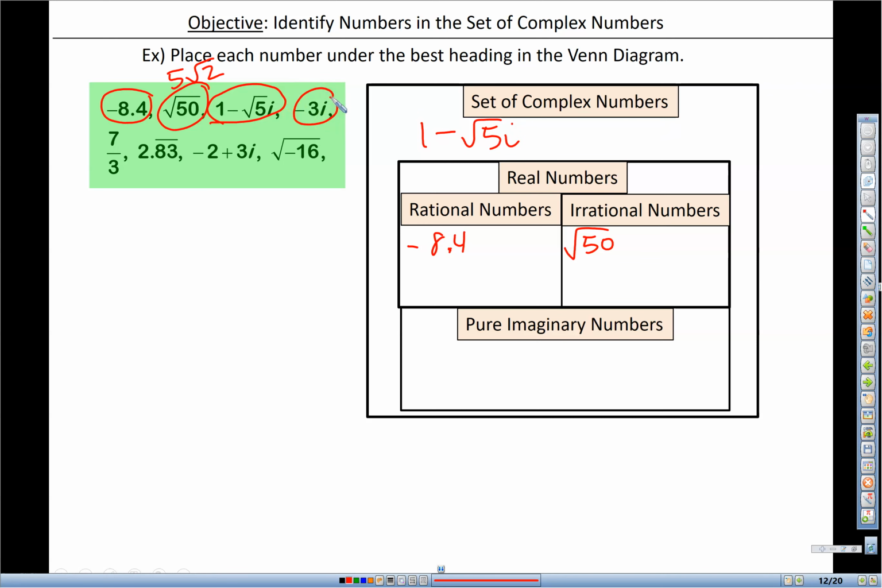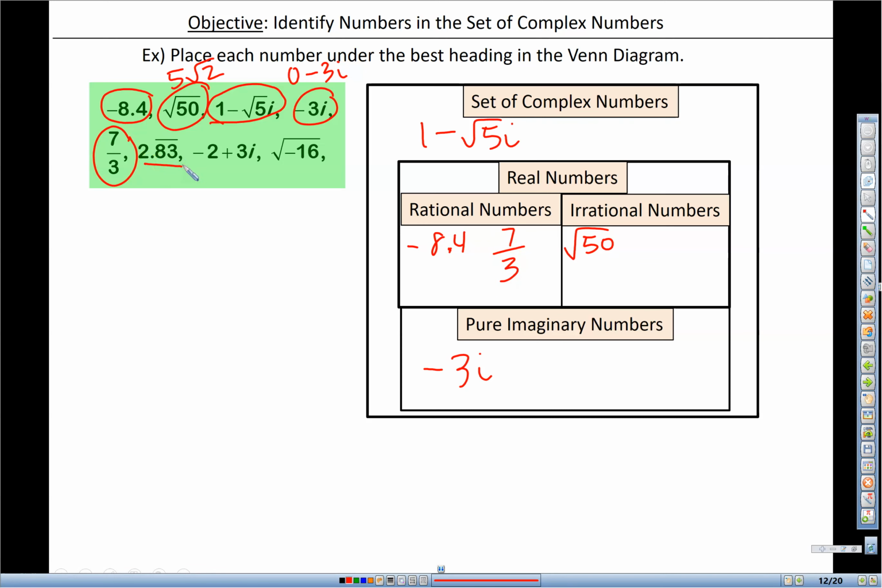Negative 3i. Because its real part is 0, this would be like 0 minus 3i, that makes it pure imaginary. That's a bi form of a number. 7/3. All fractions, when the numerator and denominator are integers, like 7 and 3, are rational.